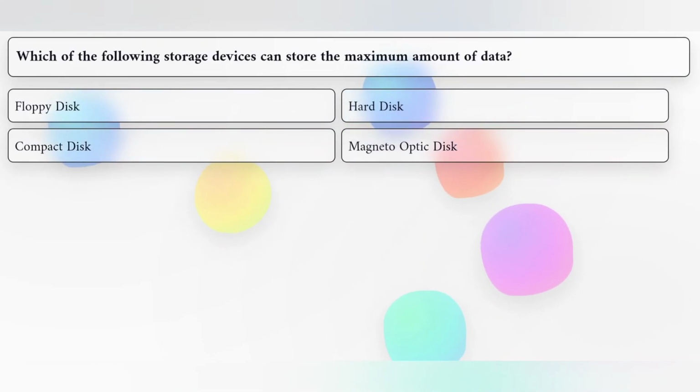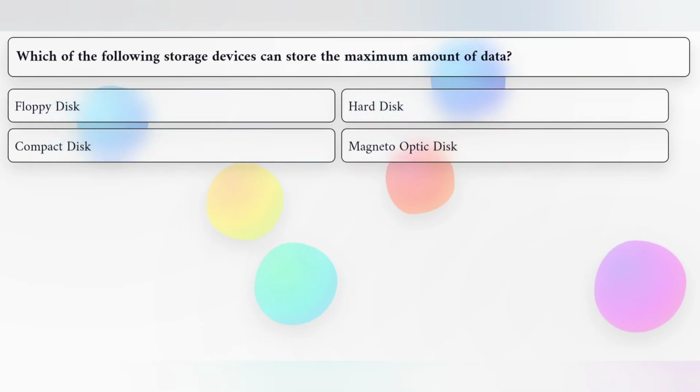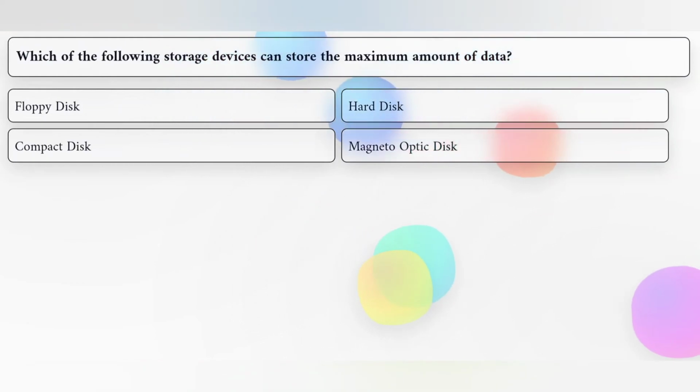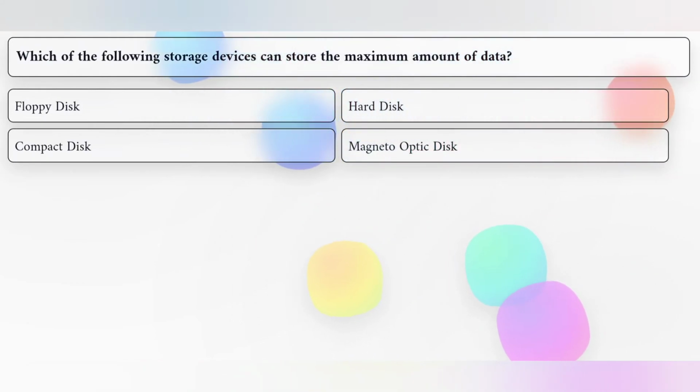Which of the following storage devices can store the maximum amount of data? Floppy disk, hard disk, compact disk, magneto-optic disk.